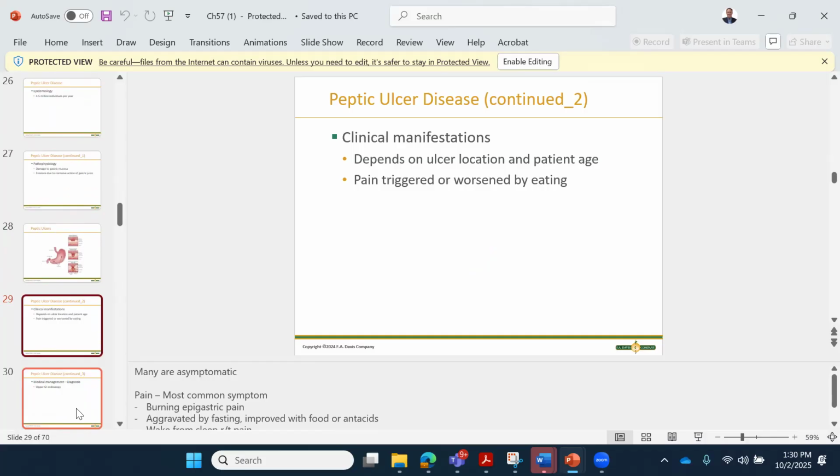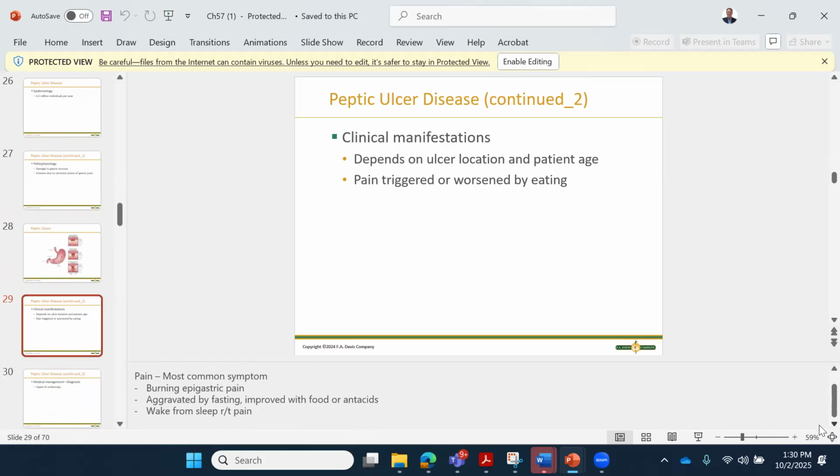and also many times if a person has a peptic ulcer, they're going to find that their condition is worsened by eating. So by eating, their condition is worsened.